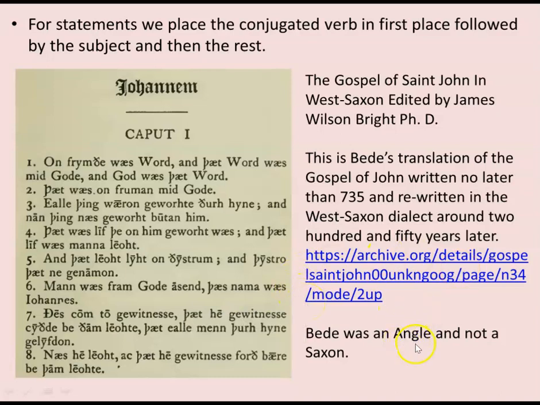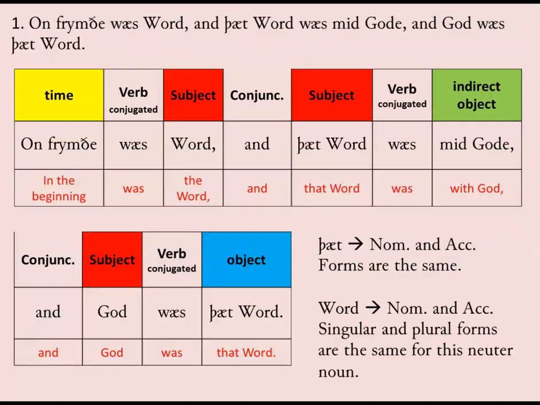Now, Bede was an Anglian and not a Saxon. Okay, distinction there, they're not the same thing. He was an Anglian and not a Saxon. And so it was necessary, about 250 years later, for the West Saxons to translate from the Anglian dialect. Now, they're very similar, mutually intelligible, but not identically the same.